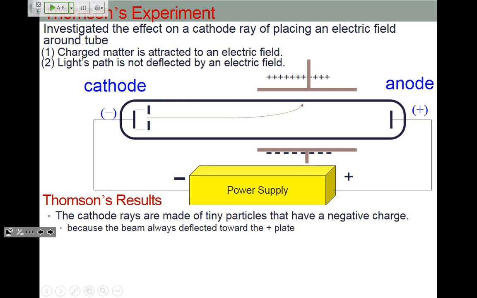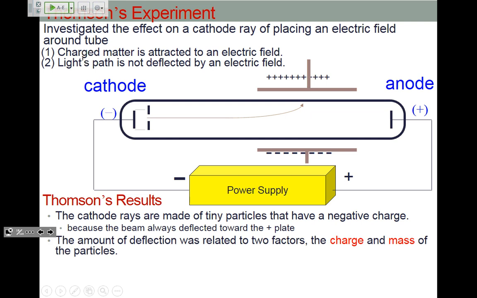So his results said that the beam always deflected to the positive plate, so it must be made of tiny negative charged particles. And he was able to relate the amount of deflection based on the charge and mass of these particles, and that's something that in chemistry we utilize a lot, especially in something called mass spectroscopy, which we look at the mass-charge ratio when we bombard our molecules with a lot of energy. And if you've ever watched a crime show, they talk about mass spectroscopy all the time. We use it all the time, utilizing this concept.